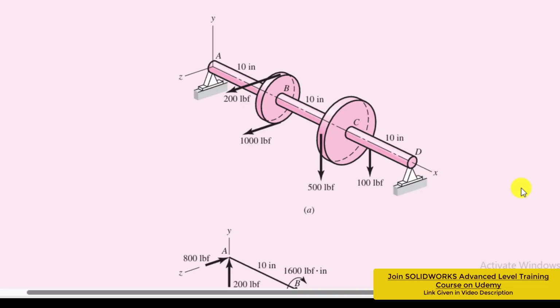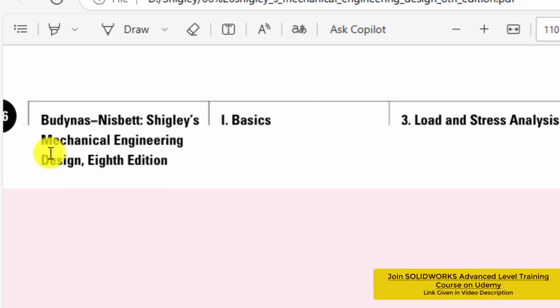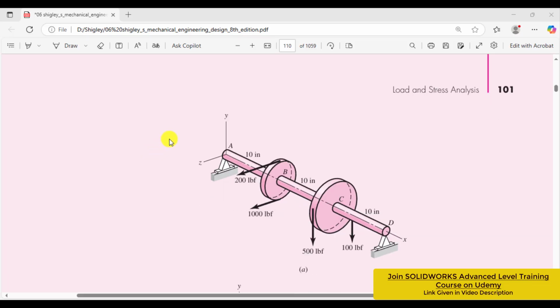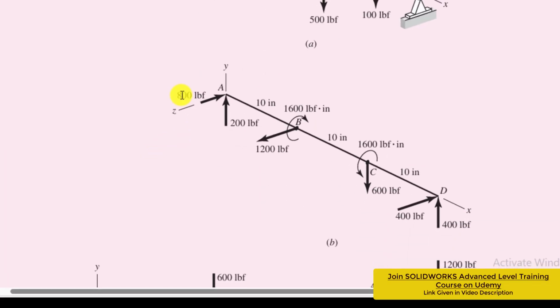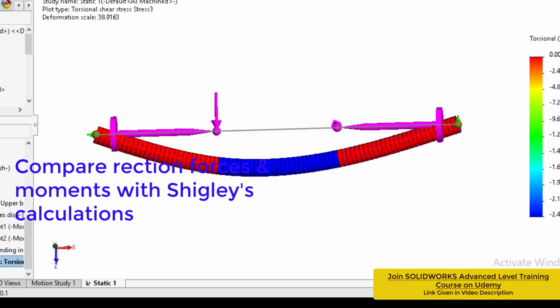Today we are going to perform a simulation on a solid steel shaft having two pulleys. This is a problem from the Shigley Mechanical Engineering Design book. Our main aim is to compare the calculations made by Shigley's with our simulation results.